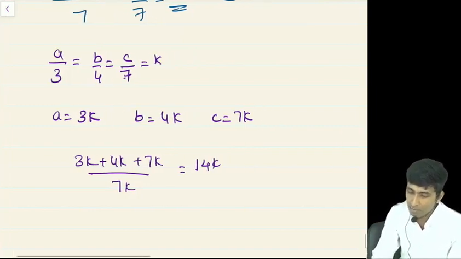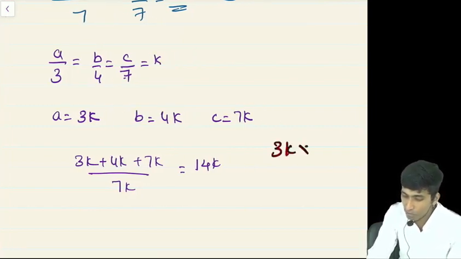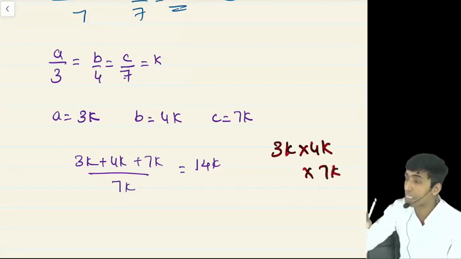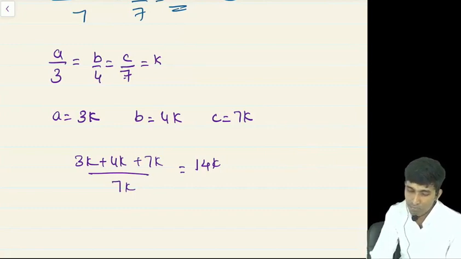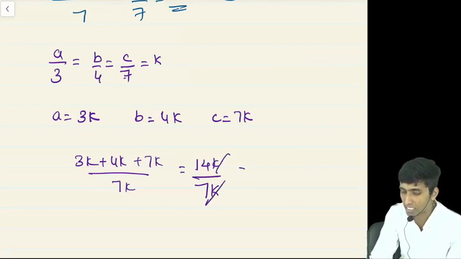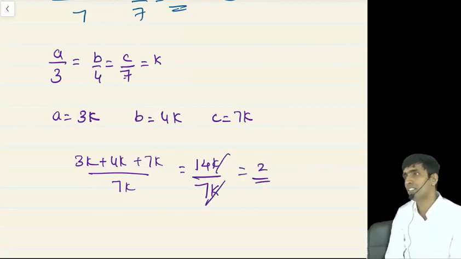This is 14K. When it gets multiplied, if it is like 3K into 4K into 7K, then it will be K cube. Okay? So 3 plus 4 plus 7, 14K upon 7K. So the answer is what? K K gets cancelled. Answer is 2. Same. Understood? Easy?